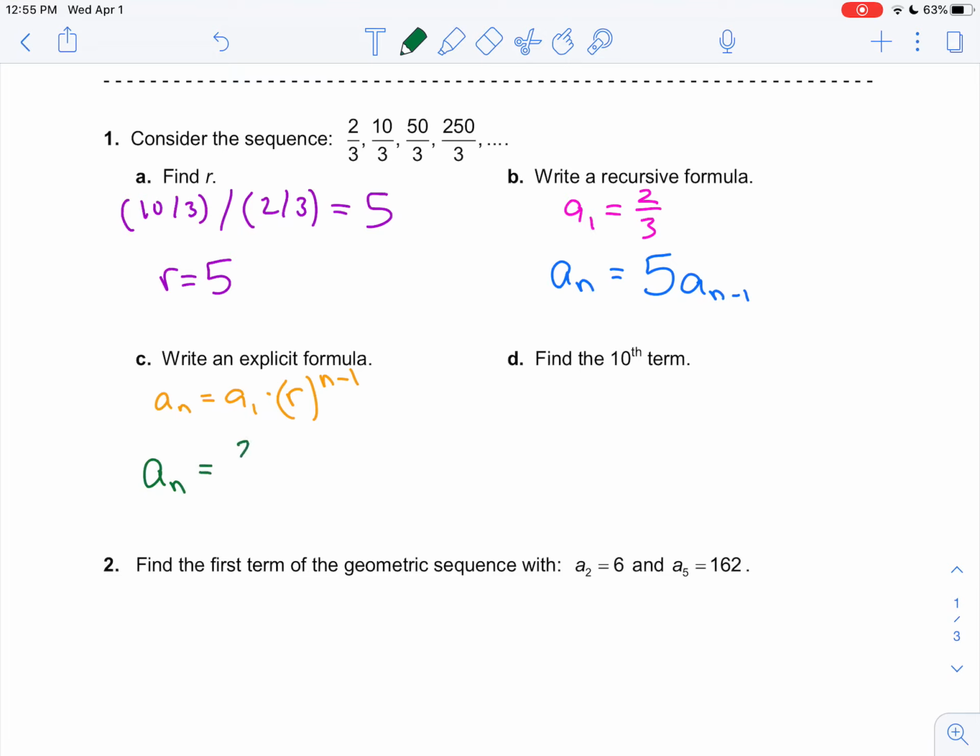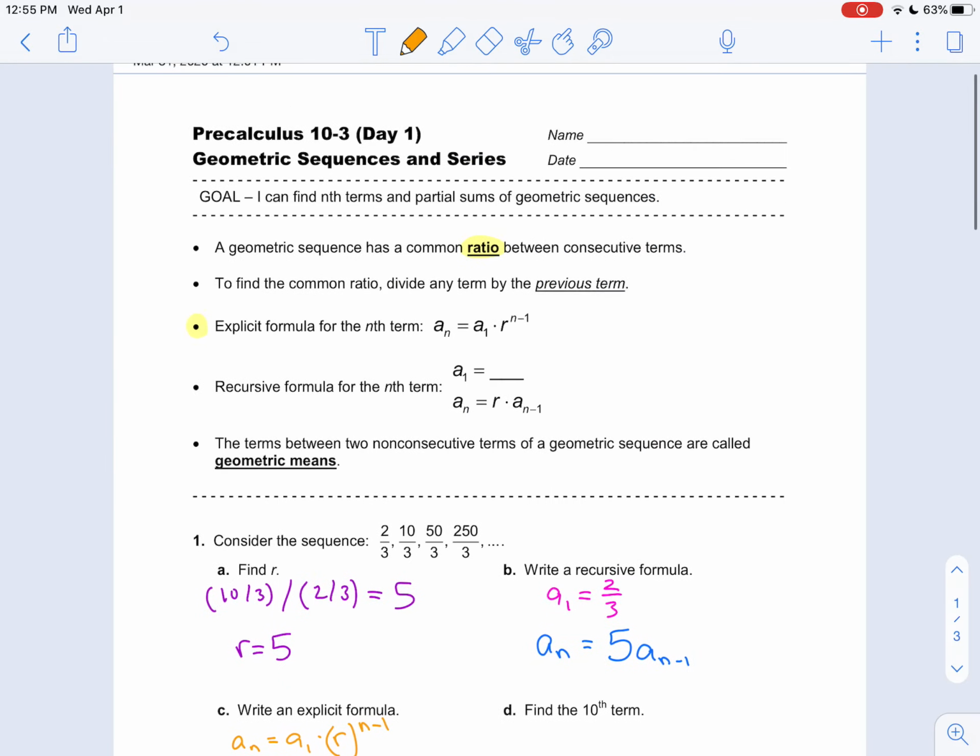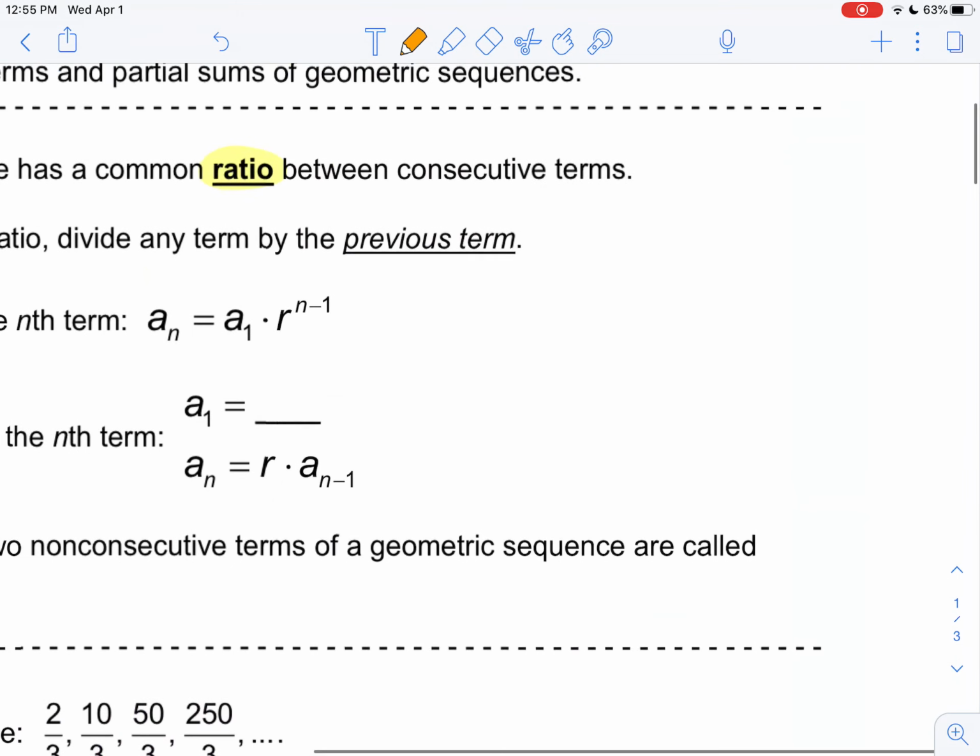So the first term is 2/3, and the ratio we realized is 5, and that's to the n minus 1. Let me pause just for 1 second to maybe add this up to the top somewhere. I don't know, let's find out. Let's make a chapter 3 connection.